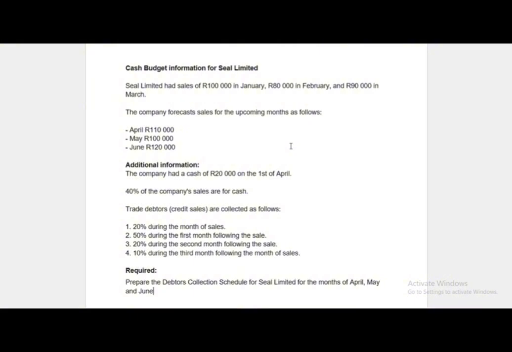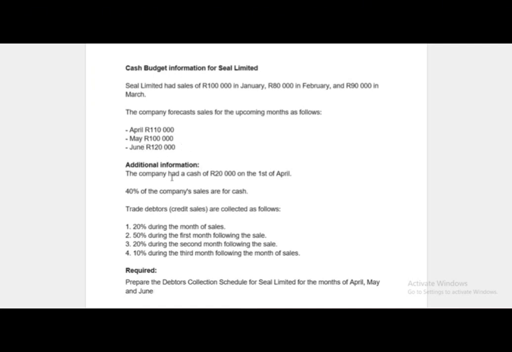Today, we will be helping you on how to prepare the debtors collection schedule. So here is the information. We are going to look at the information for the cash budget for SEAL Limited. SEAL Limited had sales of 100,000 in January, 80,000 in February, 90,000 in March. The company's forecast sales for the upcoming months are as follows: 110,000 in April, May, 100,000, June, 120,000.